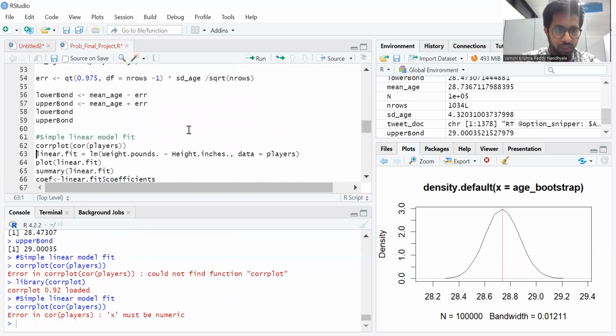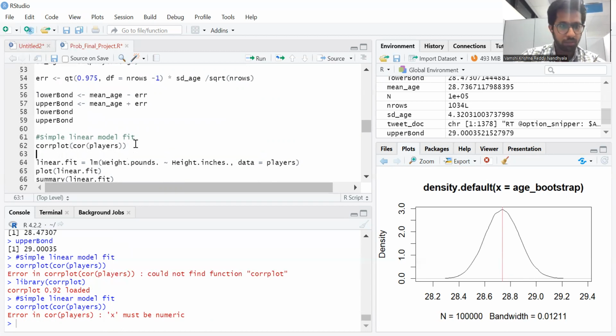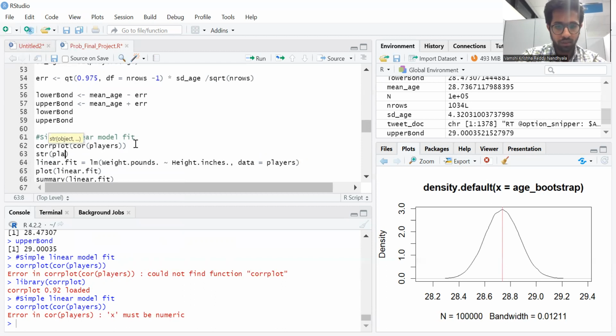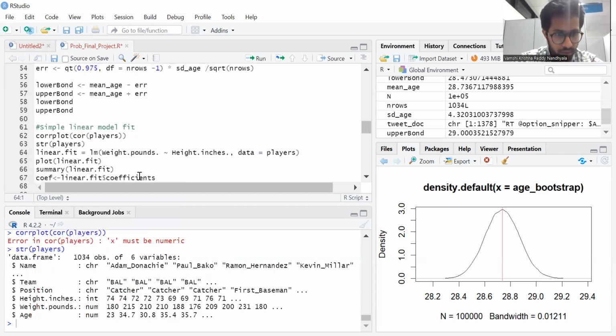Oh, x must be numeric. I think we are messing up. str of players. So height inches, weight pounds, age. All these three are numeric, so we can happily input them. Height, weight, age. So 1, 2, 3, 4, 5, 4, 5, 6, I guess.